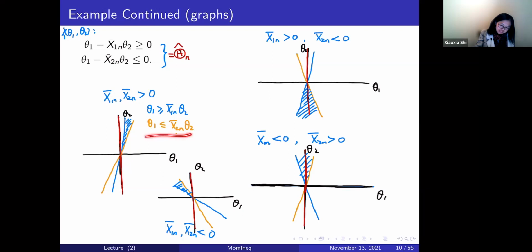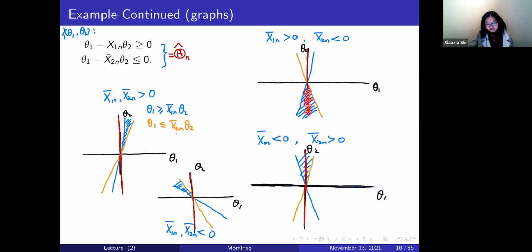So it can be very large. And the Hausdorff distance in this case is infinity if you don't bound theta 1 and theta 2. If you bound it by b, then it's going to be b, right? And that's one case. You can consider all the cases. So this is the case when x1 bar is positive, x2 bar is less than 0. Then the boundary line corresponding to the first inequality is this curve, and the boundary line corresponding to the second inequality is this curve. And the first inequality requires the point to be on the right of this blue line, and the second inequality requires the point to be on the left of the orange line. So the intersection is going to be this cone.